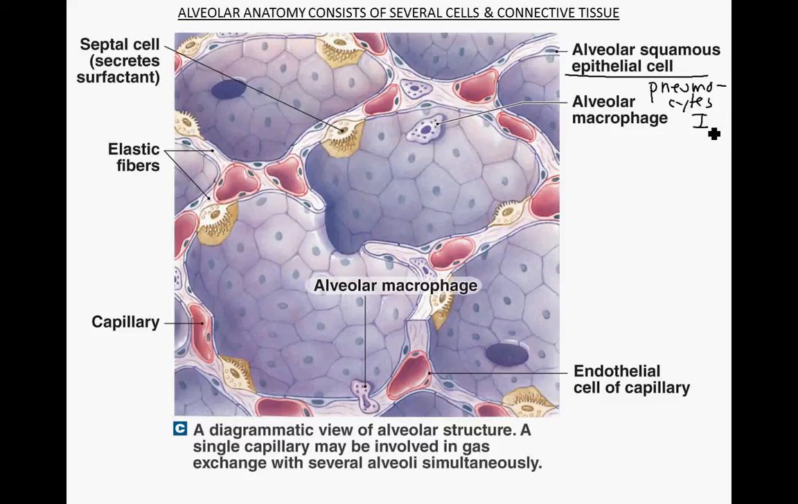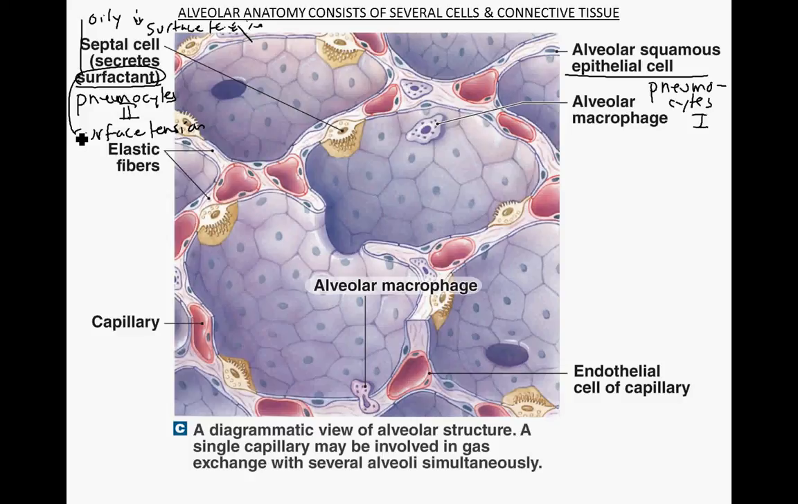The other cells that are present are these septal cells, right? And these are the pneumocytes type 2. These septal cells are the ones that secrete the surfactant. That surfactant is an oily substance that helps to decrease the surface tension, and we'll deal with that concept in another screencast. So the surfactant helps lower surface tension in there.